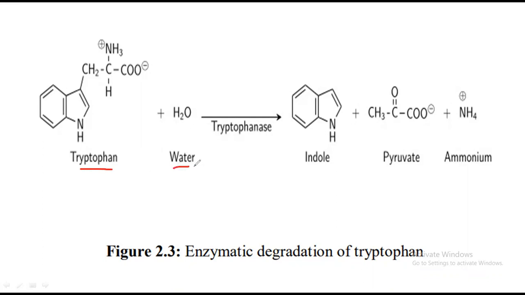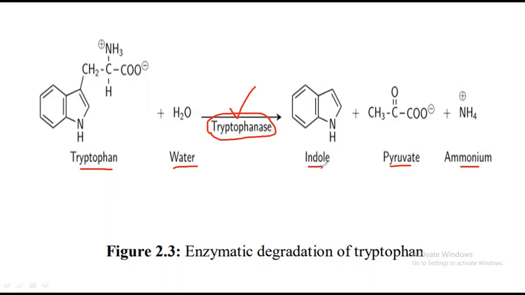Okay, so if your bacteria consists of tryptophanase enzyme, it will metabolize and break down the tryptophan to indole, pyruvate, and ammonia. Ammonium ion. It will break down the tryptophan into indole, pyruvate, and ammonia. If this enzyme is present, this chemical reaction will proceed.